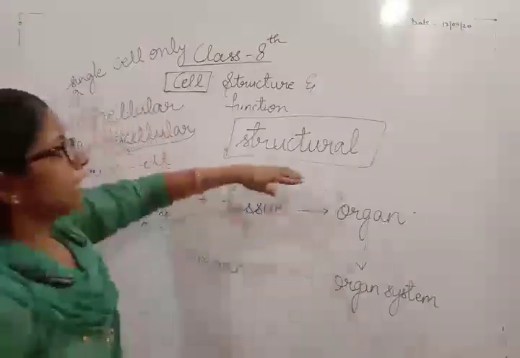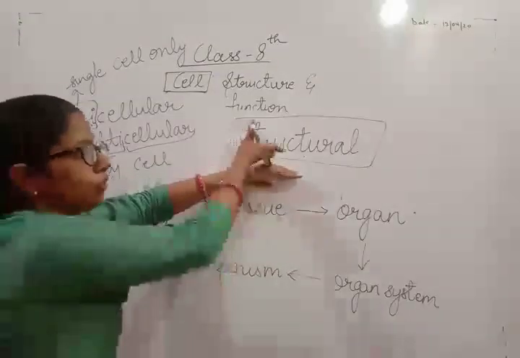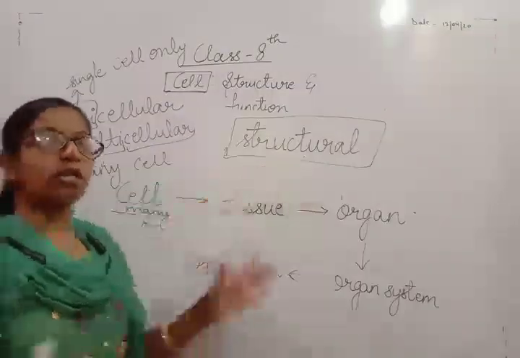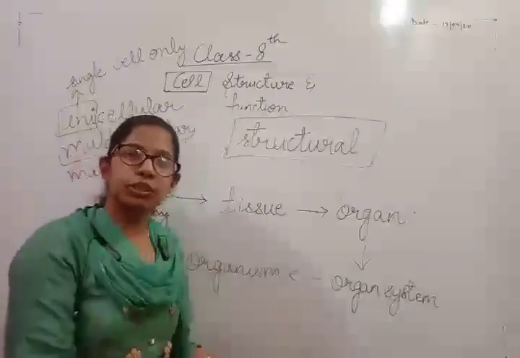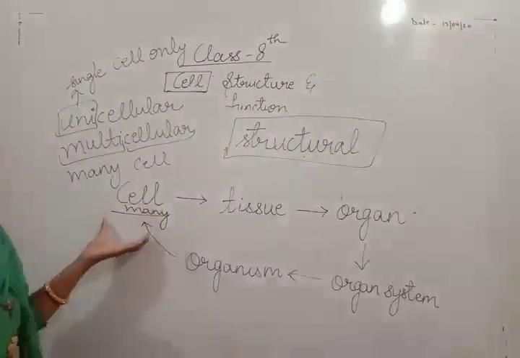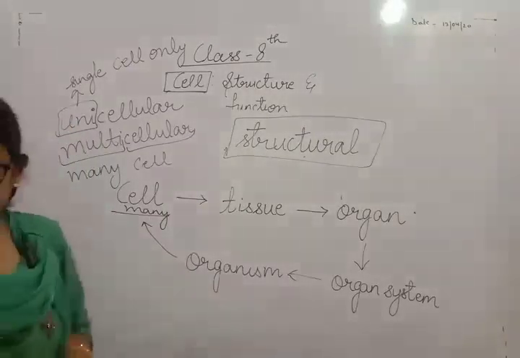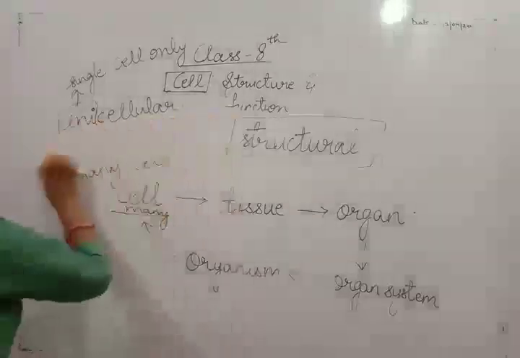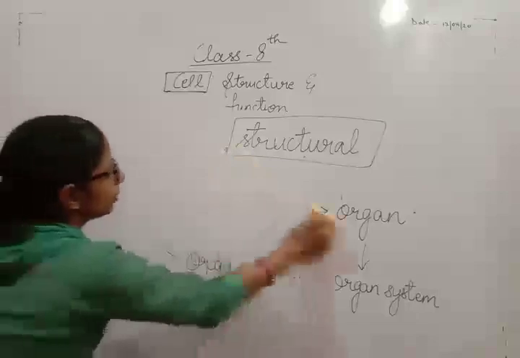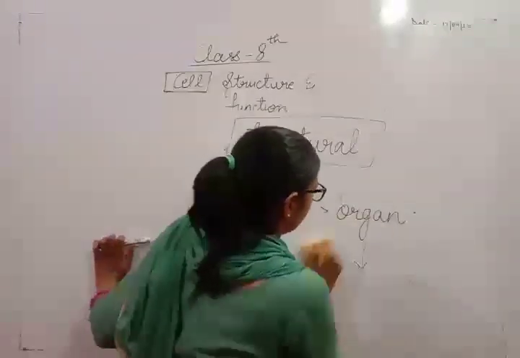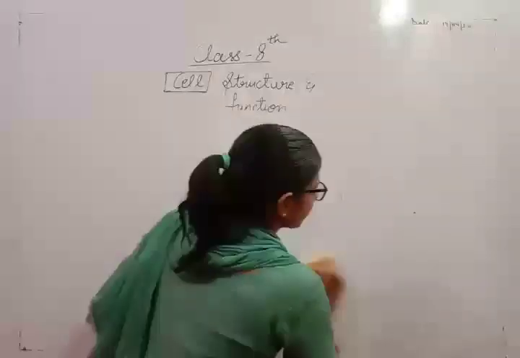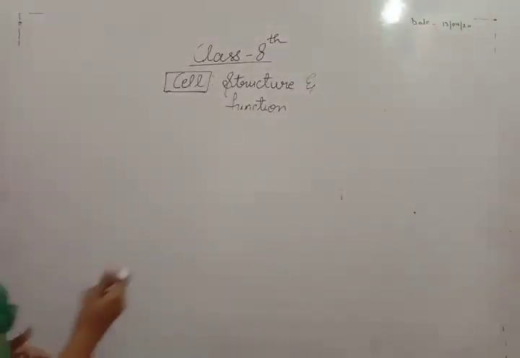So we are saying that it is the structural unit of life, because all organisms, whether unicellular or multicellular, are formed from cells. Okay, now we will understand the meaning of functional unit of life. Why are we saying cell is a functional unit of life?